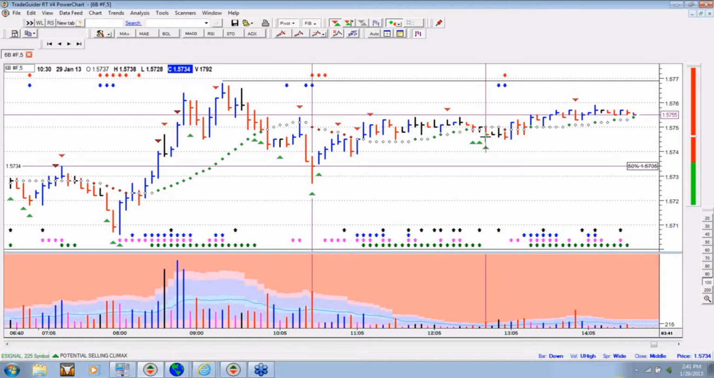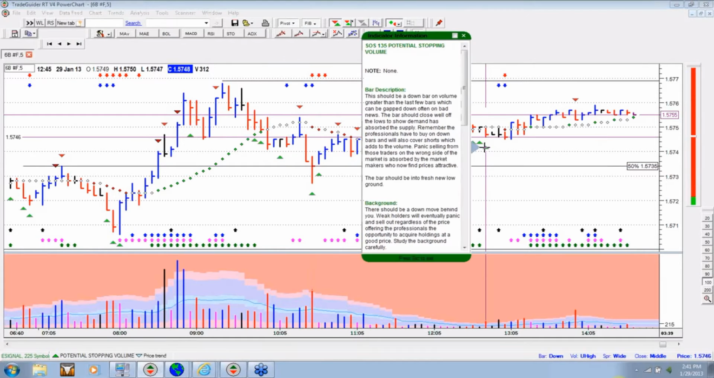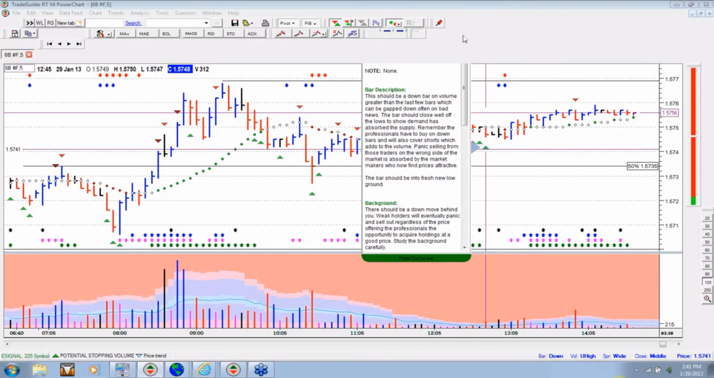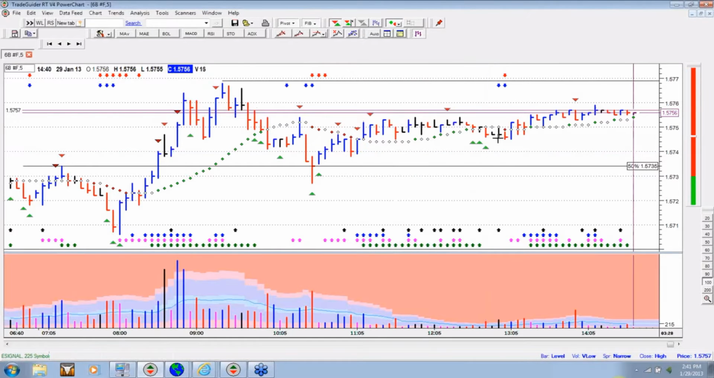Lo and behold, look, even here, confirmation. More stopping volume. And the market trends up nicely. It goes up about 22 pips. Not the biggest trade in the world, but a very, very good setup.